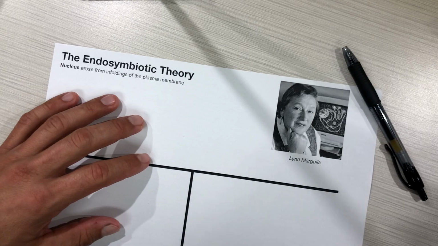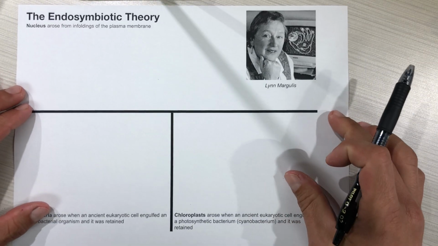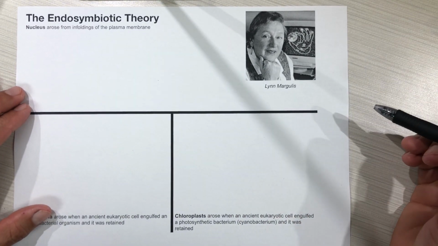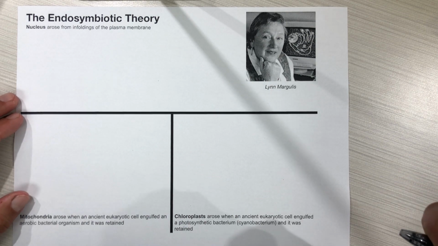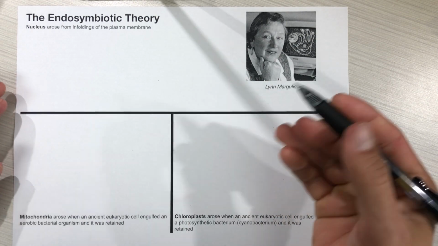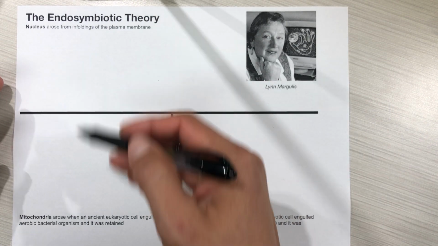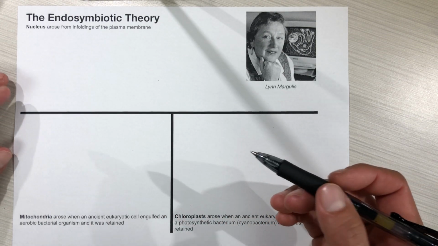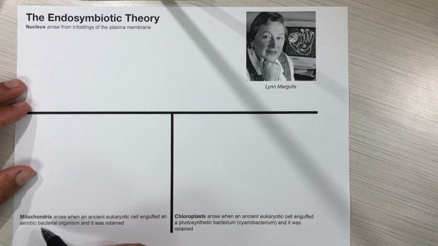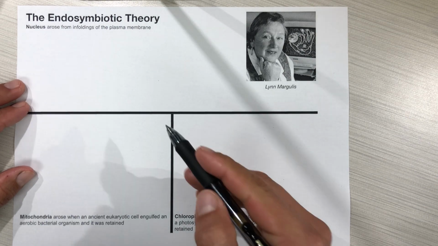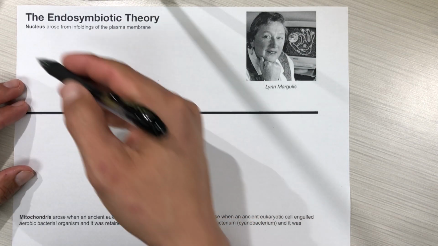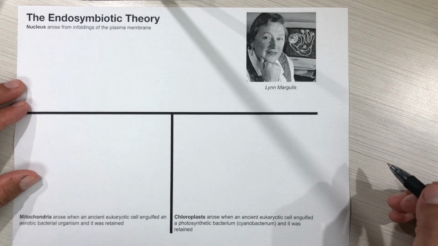The endosymbiotic theory is something that was proposed by Lynn Margulis. She won the Nobel Prize for her work with this theory, and it's going to describe the origins of three of the most important organelles. And those are the nucleus, the mitochondria, and chloroplasts. And in general, we believe they happen in this order: nucleus first, then mitochondria, then chloroplasts.